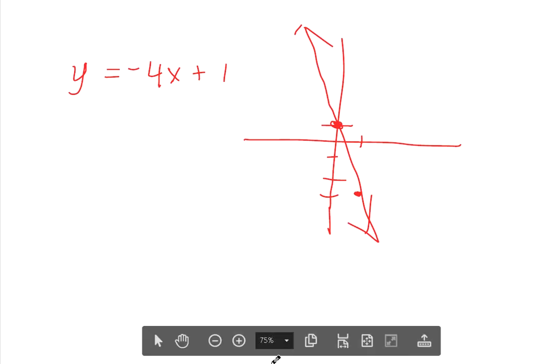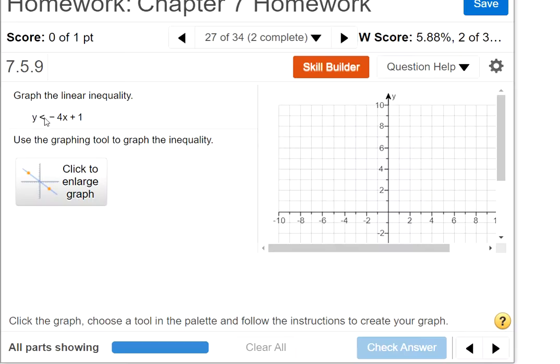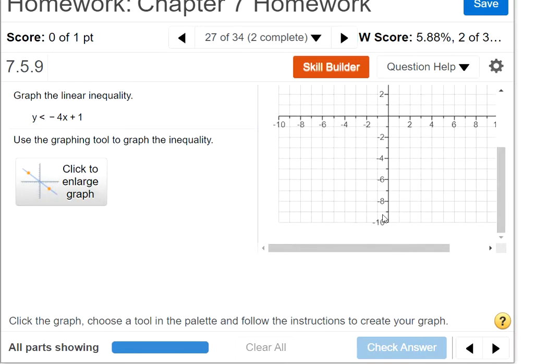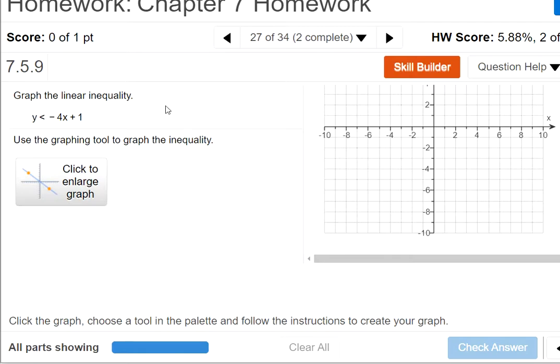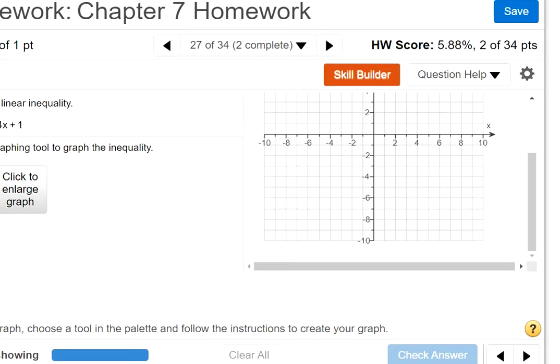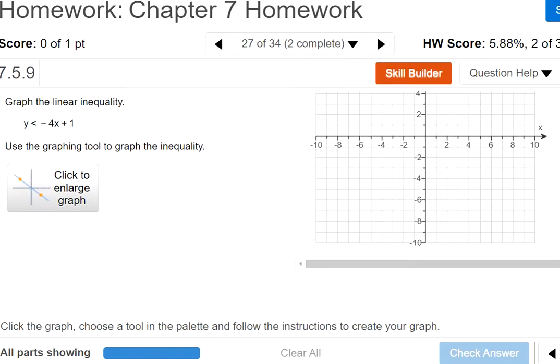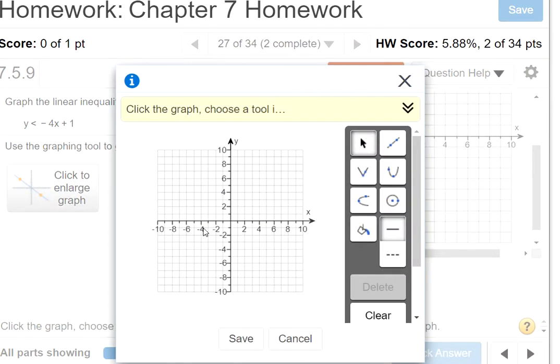We're actually going to graph it with a dotted line though, because it has to have a line underneath the inequality symbol in order to be a solid line. If it doesn't have the line underneath, then that means we need to use a dotted line. So this one's a dotted line.